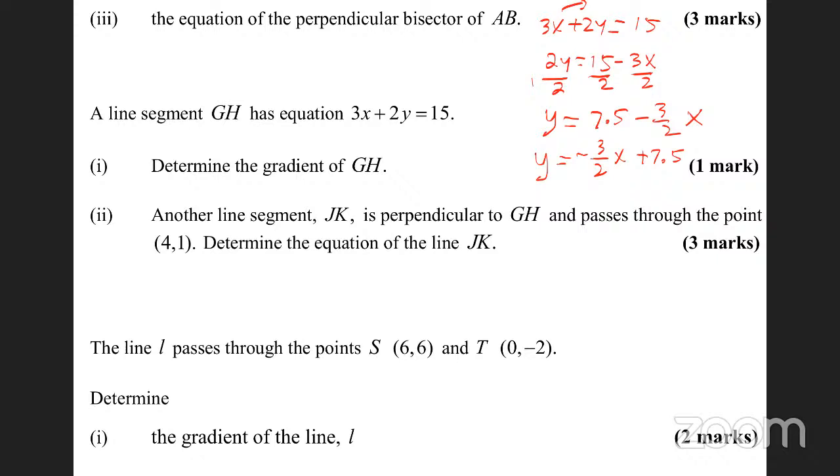Right? What's the gradient now of that line? The gradient of that line is minus 3 on 2. That's okay? Now, what do they want? JK is perpendicular to GH, and it passes through 4, 1. So what will the gradient be, Tishon? If it's perpendicular, what's the gradient of the perpendicular line JK?